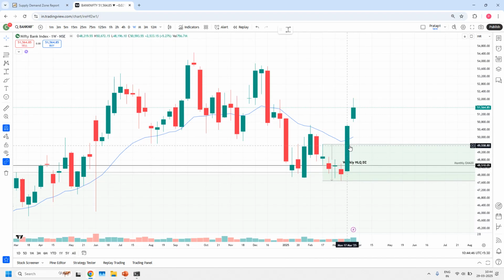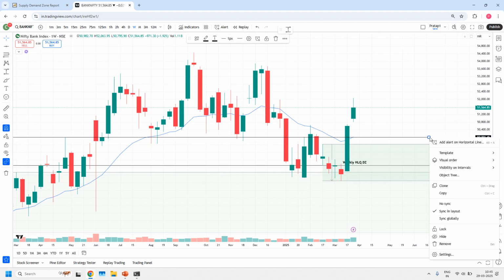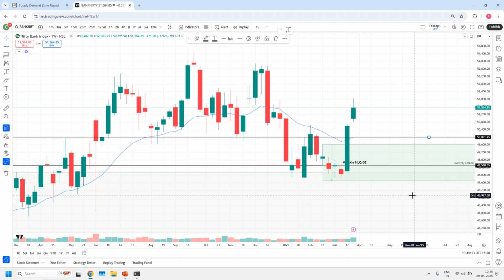This weekly demand zone is also, but now the EMA confluence has changed. Earlier it almost had the weekly EMA, but now it has started moving away from this zone. So we can't expect EMA confluence. Let me draw a horizontal line, and this is the weekly EMA 20, not EMA confluence. EMA confluence means the EMA overlapping with the weekly zone. But this is the EMA line. Okay.